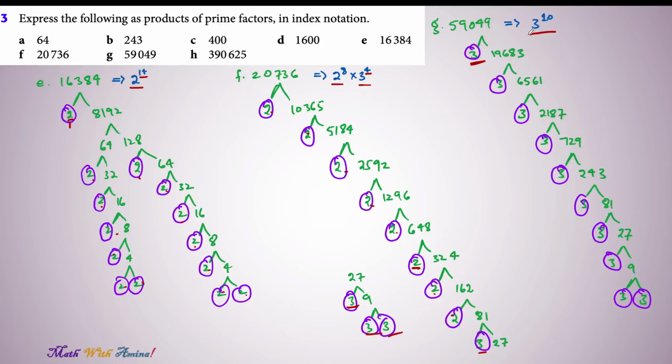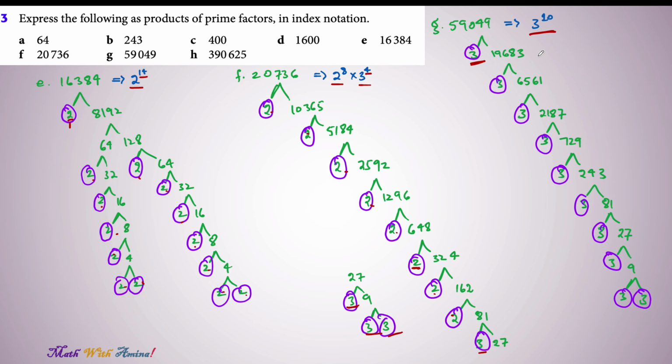After that, we count the number of times. So 1, 2, 3, 4, 5, 6, 7, 8, 9, 10. So 3 appears in multiplication 10 times. So the index value would be 10. So we have expressed this number in index notation using product of prime factors in this question.